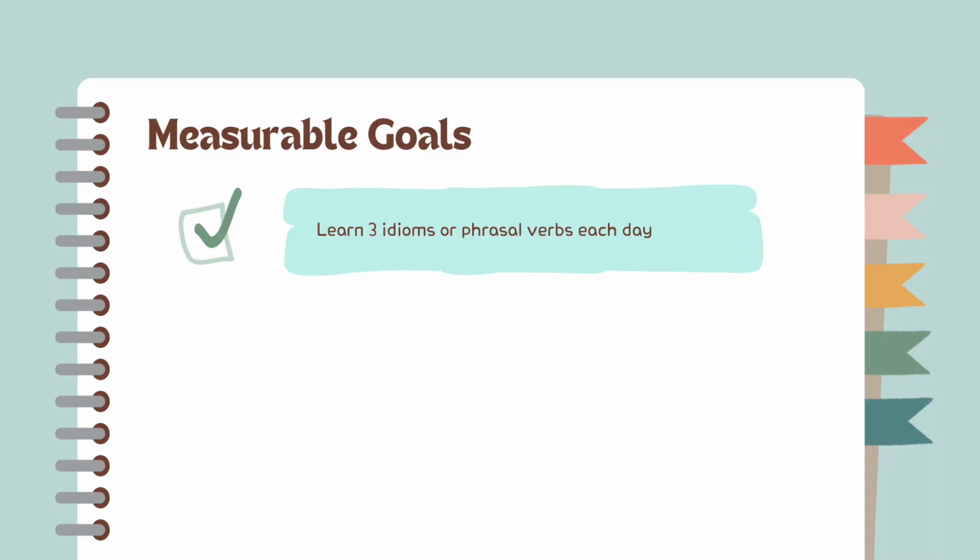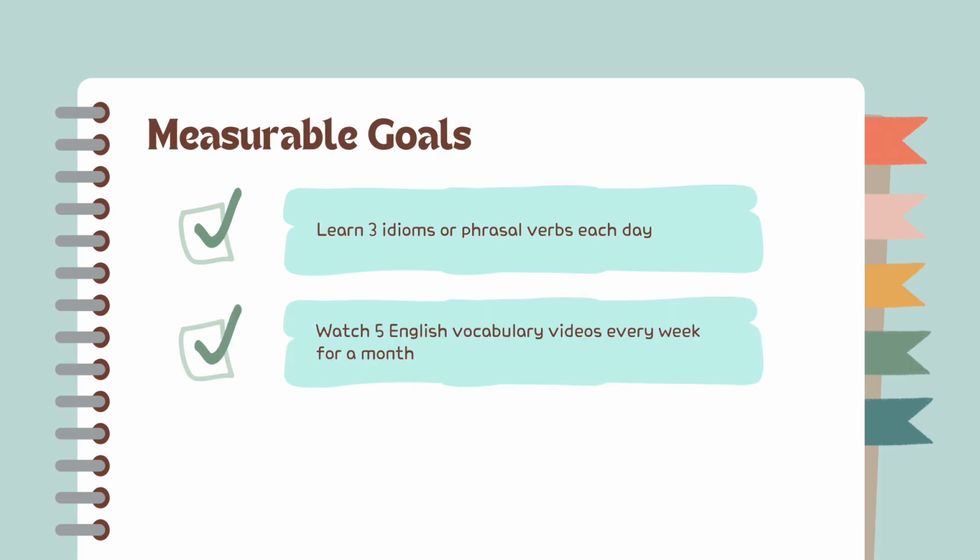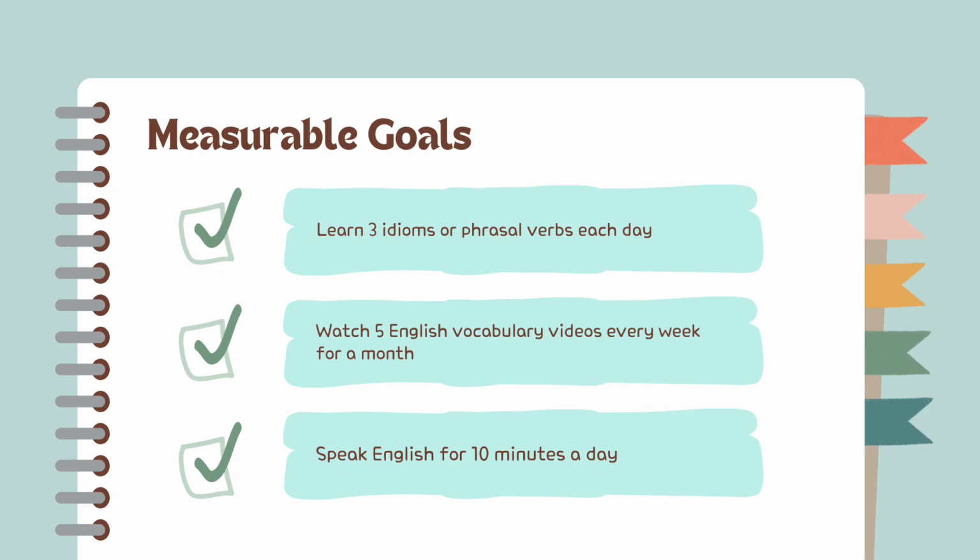Let's take a look at my goal for an example. Since I want to grow my Spanish vocabulary by 100 words, I have a very easy way to measure my progress, how many words I have learned. Let's say I break this down into blocks of 10 words. Every time I reach 10 words, I'm another 10% closer to achieving my goal. Your measurable step could look something like this. Learn 3 idioms or phrasal verbs a day. Watch 5 English vocabulary videos every week for a month. Speak English for 10 minutes a day.